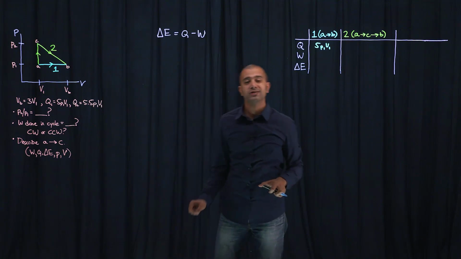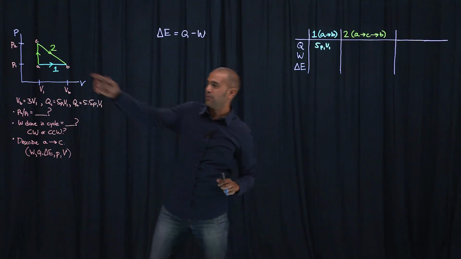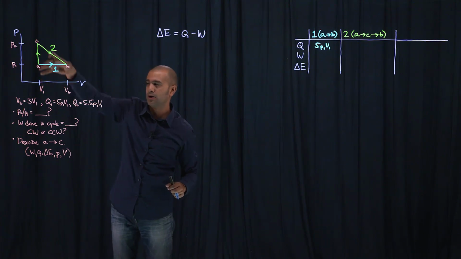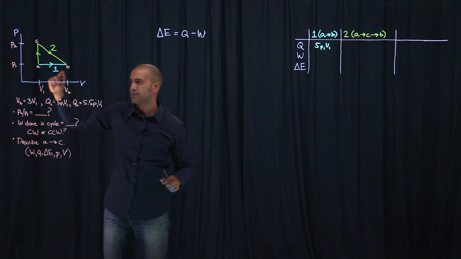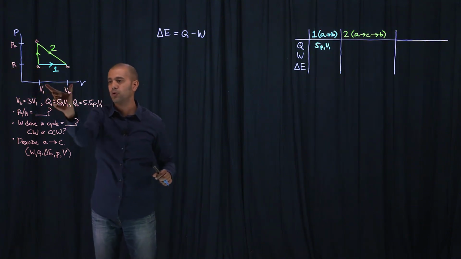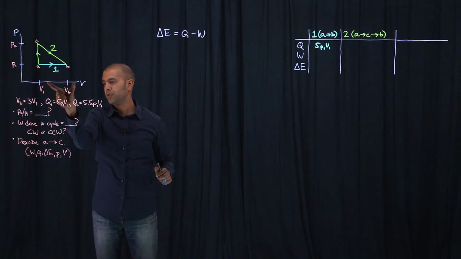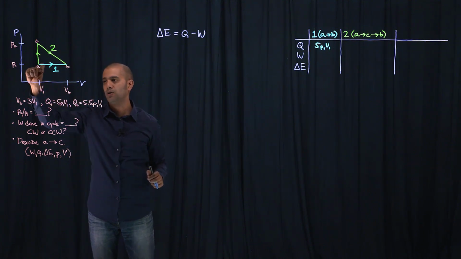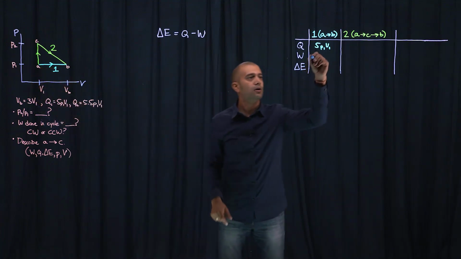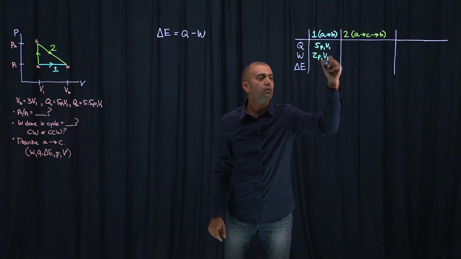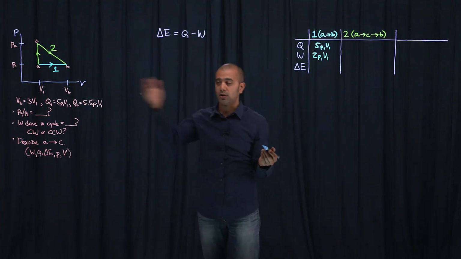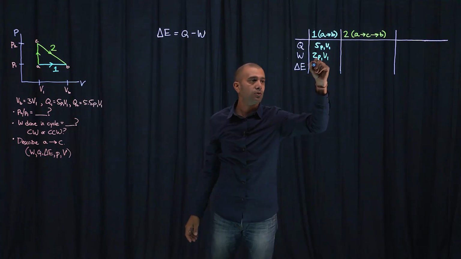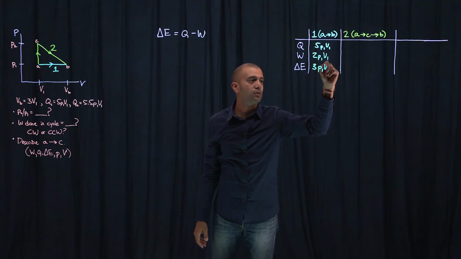Now the work done is always the integral beneath the path. If I'm looking at path 1, the integral is the area beneath this horizontal line. It's just the area of this rectangle here. And the area of the rectangle is the height, which is P1, times the width, which is 3V1 minus V1. So this is 2V1 times P1, which is 2P1 V1. And I can immediately find the internal energy change along path 1. The internal energy change is the subtraction of these because of the first law. So the change in internal energy is just 3P1 V1.